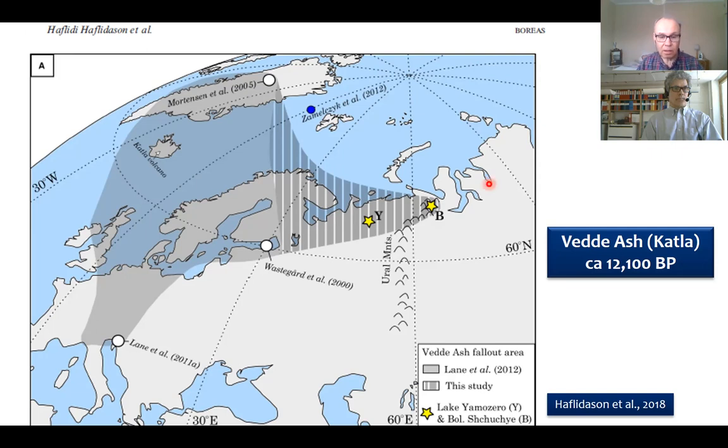I did some work in westernmost Russia some 20 years ago. And since then, the Vedde ash has been found in this gray area all the way down to the Mediterranean, to Slovenia actually, by Lane and others in 2011. And quite recently, 2 years ago, another paper was published showing that the Vedde ash has been found all the way to the Ural Mountains in Russia and in Greenland and in many other places.